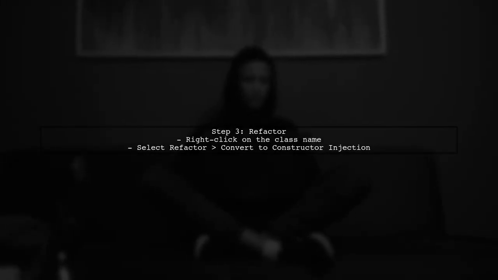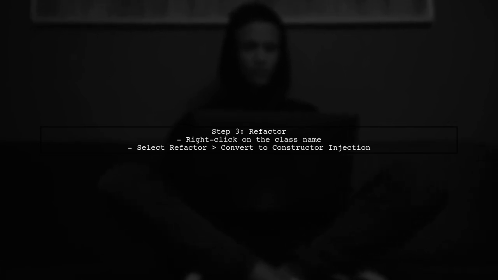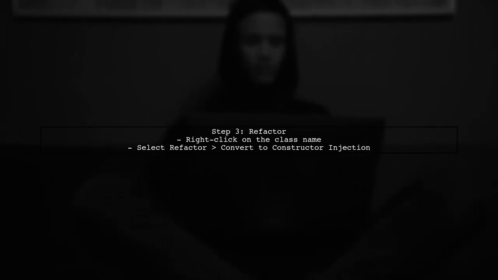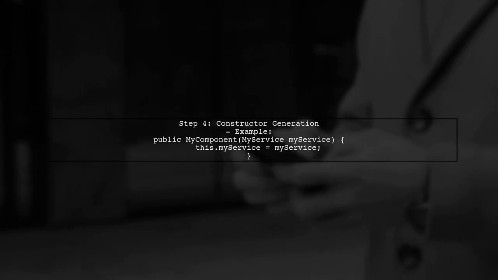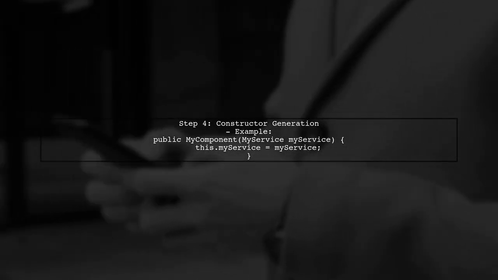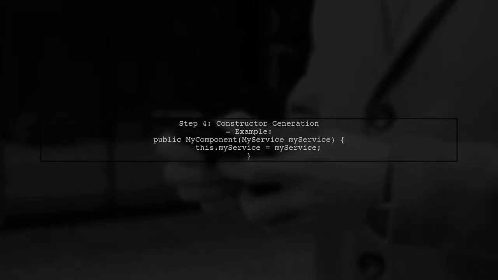Now, right-click on the class name and navigate to Refactor. From the drop-down, choose Convert to Constructor Injection. IntelliJ IDEA will automatically generate a constructor for you, injecting the required dependencies as parameters. Finally, review the changes to ensure everything is correctly set up. This method saves time and reduces manual errors.